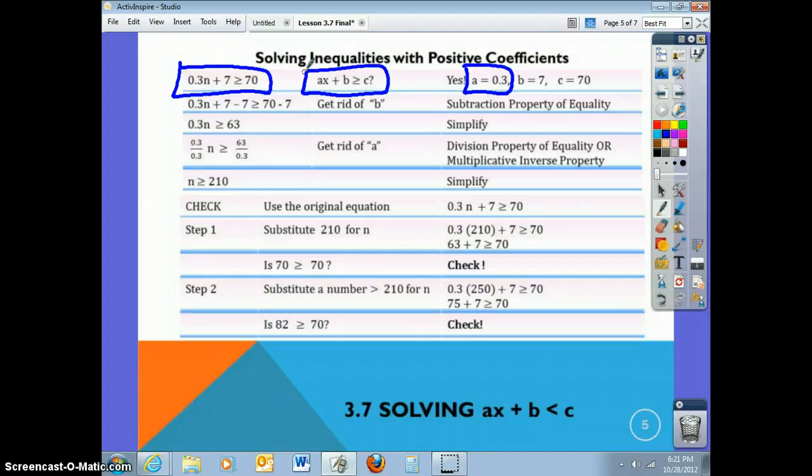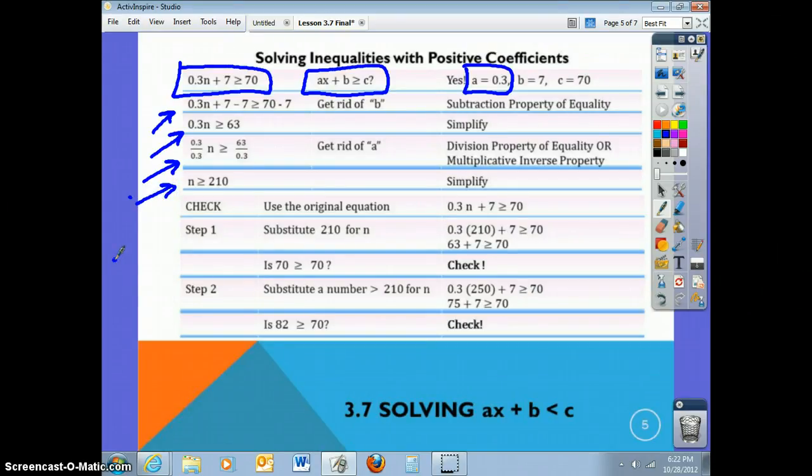So like we did with equalities, we're going to subtract the same number from both sides. We're going to subtract 7 from both sides. After we do that and simplify, we have 0.3n is greater than or equal to 63. That got rid of b. Now we're going to get rid of a by dividing both sides by that positive coefficient, which is 0.3. And we get n is greater than or equal to 210.